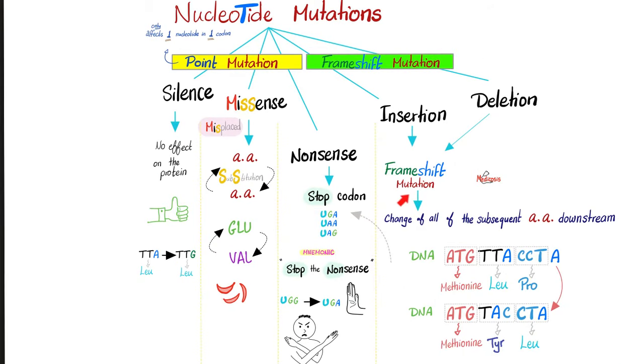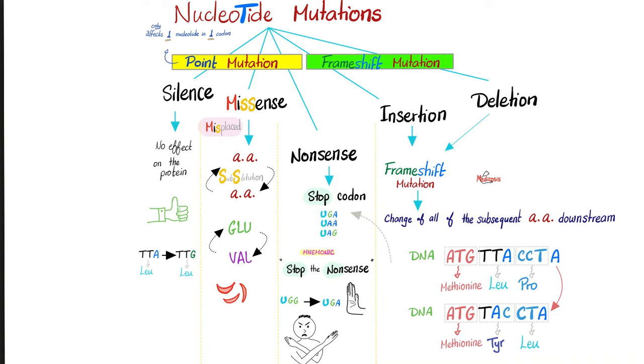Now let's zoom in to talk about the frameshift mutation. Here is an example of frameshift deletion. Normally it should go ATG, TTA, CCTA. Alright? Amazing. The problem here is that this second T got deleted from my DNA. Oops! This was supposed to become mRNA, which was supposed to code for leucine. But now look, what's gonna happen?